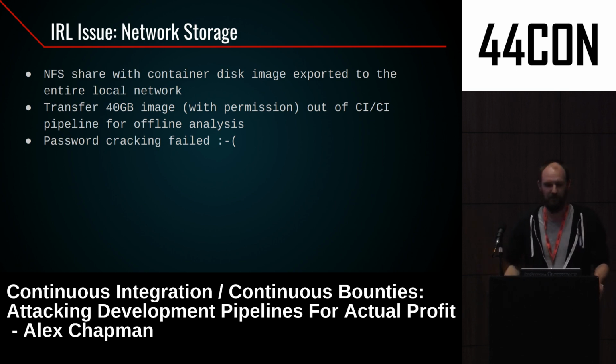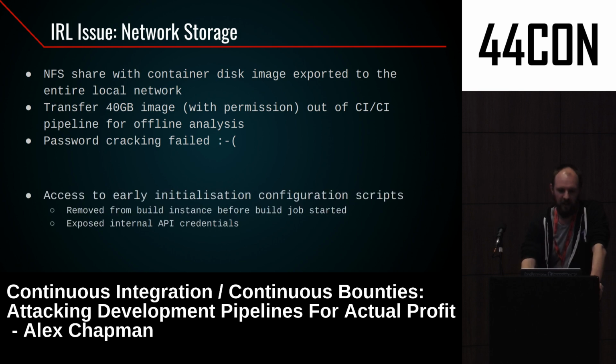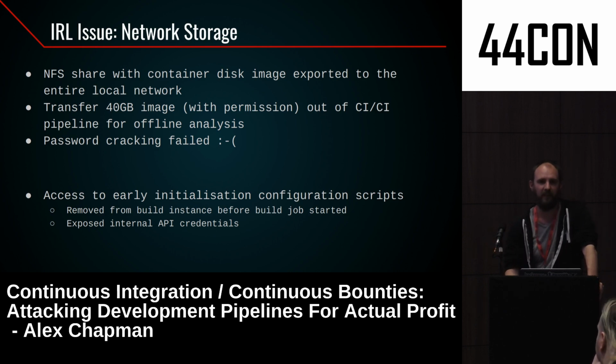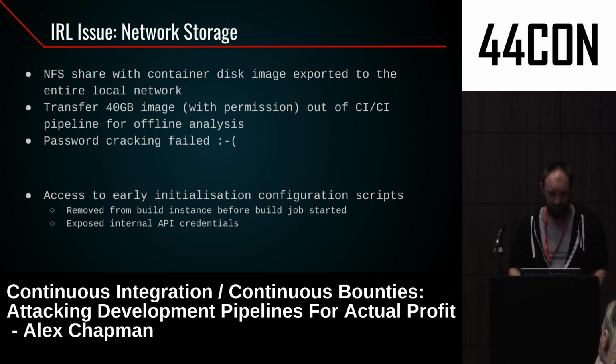So I grabbed 40 gig out of there and thought, great, first thing I'm going to do is try and crack the root password. Couldn't get that. Okay. Did manage to find some early initialization configuration scripts that were deleted by the time your build instance actually starts up. So it's quite a cool way of doing it. They were storing some secrets in there, but deleting them before your build instance started. And that gave access to internal API credentials. Pretty good win. I was happy with that. So again, reported that and got that one fixed.